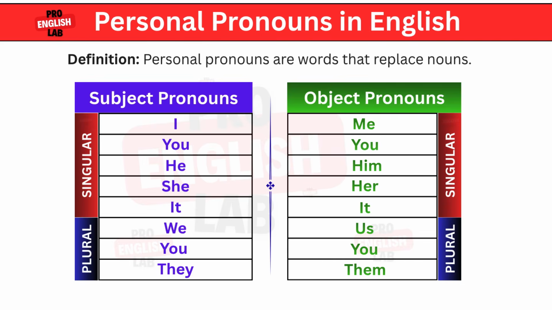In this video, you'll learn personal pronouns in English step by step in a simple and practical way. First, let's start with the definition. Personal pronouns are words that replace nouns, such as names, people, or things. We use them to avoid repetition and make our sentences shorter, smoother, and more natural. Personal pronouns are mainly divided into two types, subject pronouns and object pronouns. Now let's look at each one with examples.